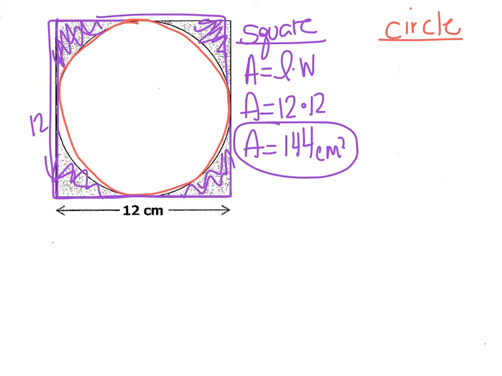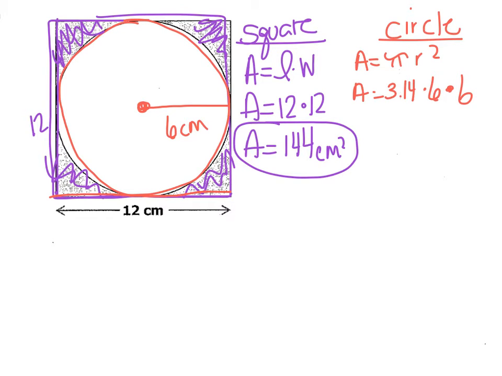So now we're going to find the area of our circle. So formula for area of a circle is pi times radius squared. And so we have 3.14 times the radius. Now they didn't draw it in, so I'm going to draw it in here. And if it's 12 centimeters all the way across, it would be 6 centimeters halfway across. So our radius is 6. So we're going to have to do 3.14 times 6 times 6. And when you do that, you get 113.04. And that would be centimeters squared. And again, I'm going to circle that.